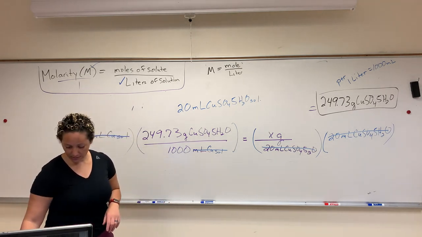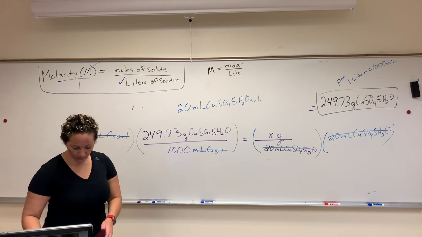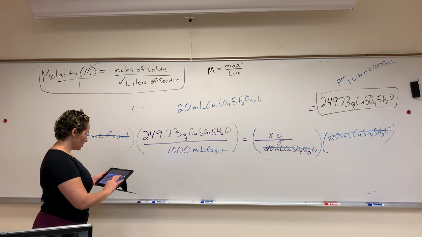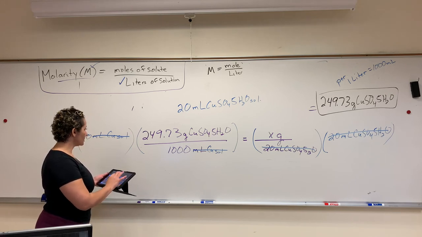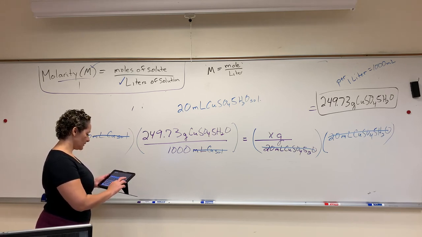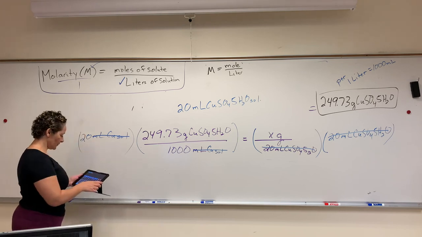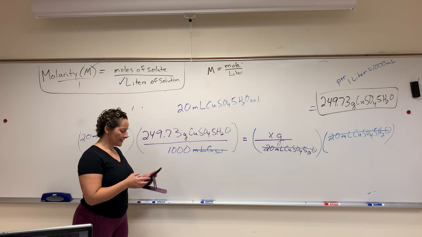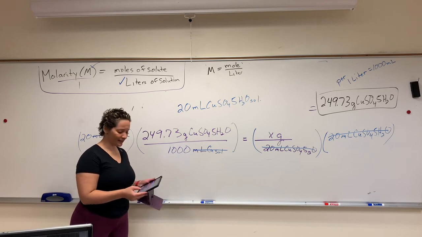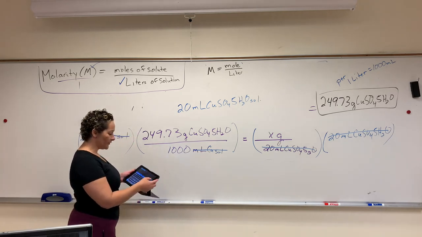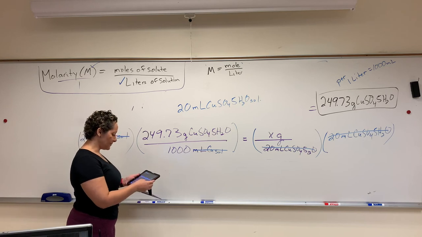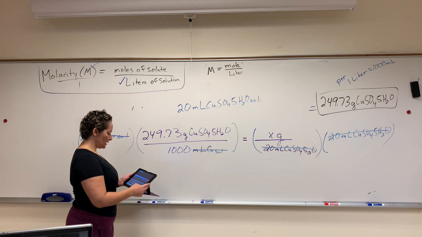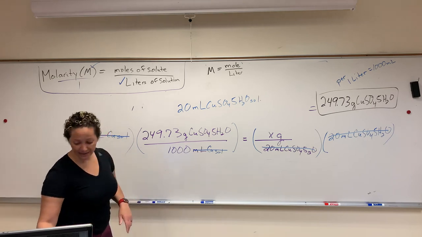I'm gonna go ahead and do that. So this is going to be 249.73 times 20 equals 4,994.6. Hope you got the same. Oh yeah, it is. Okay. Divided by 1,000 equals 4.9946.